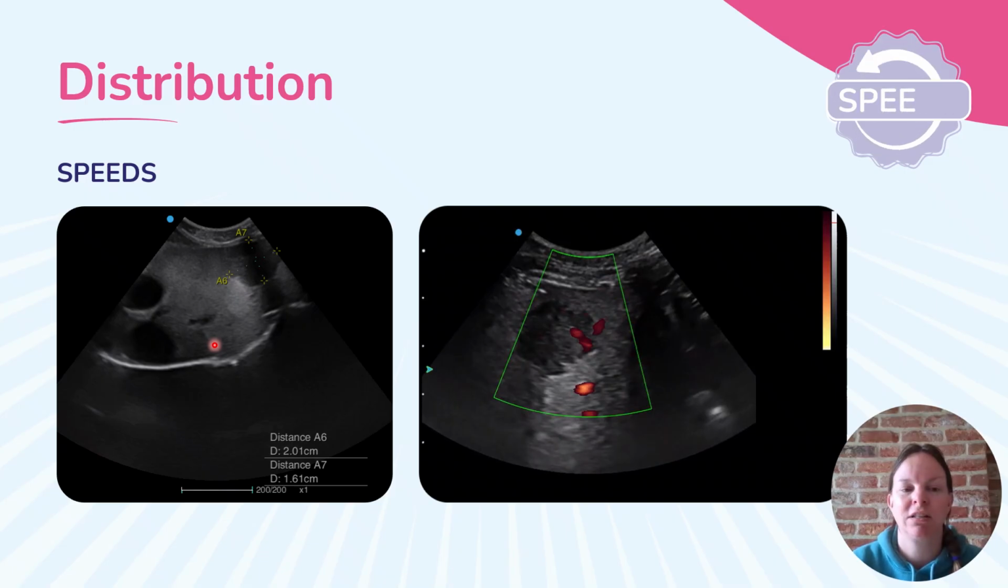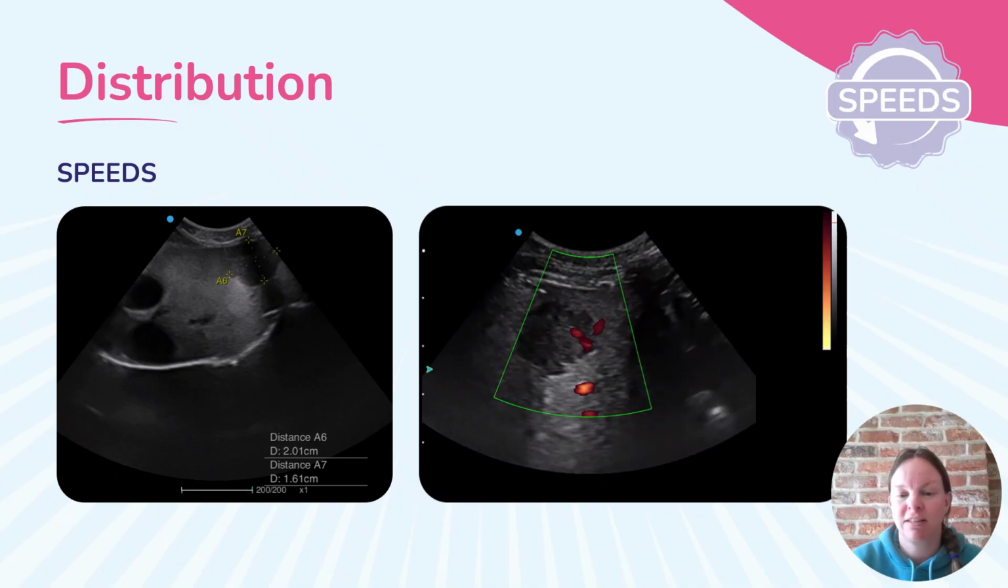Those are all things to describe there. Dynamics is a really key one. So thinking about the blood flow in the lesion. So here we've put power Doppler on to try and assess whether there's any blood vessels, and we can see one entering here.